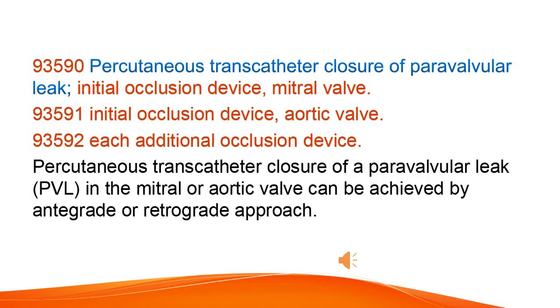Percutaneous transcatheter closure of paravalvular leak, initial occlusion device, mitral valve. Initial occlusion device, aortic valve. Each additional occlusion device. Percutaneous transcatheter closure of a paravalvular leak, PVL, in the mitral or aortic valve can be achieved by antegrade or retrograde approach.